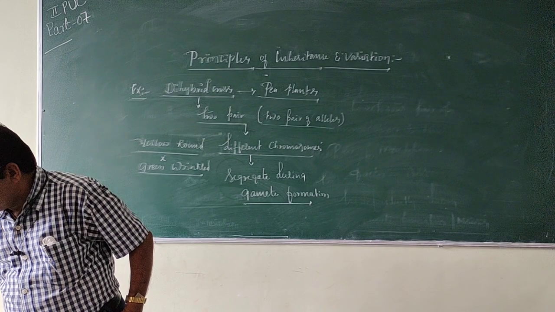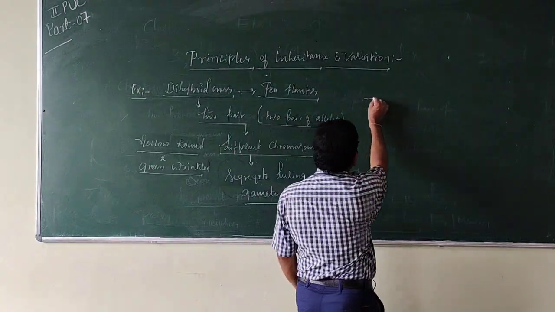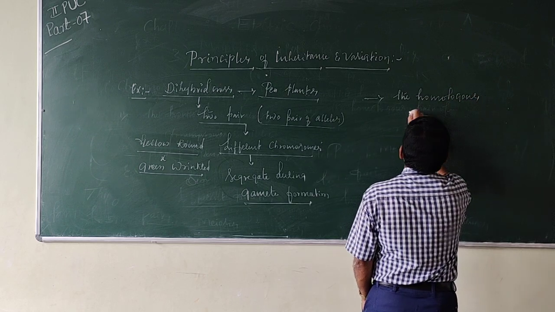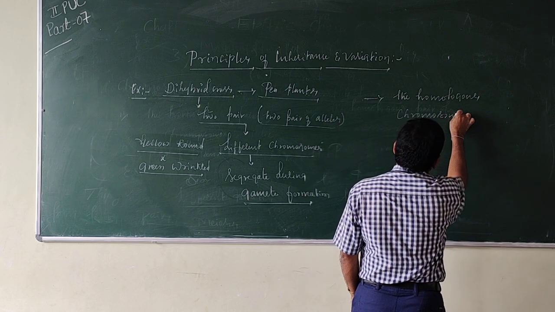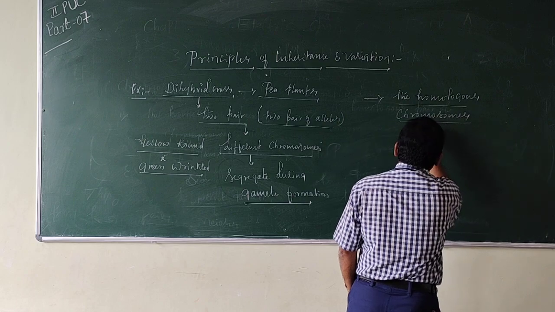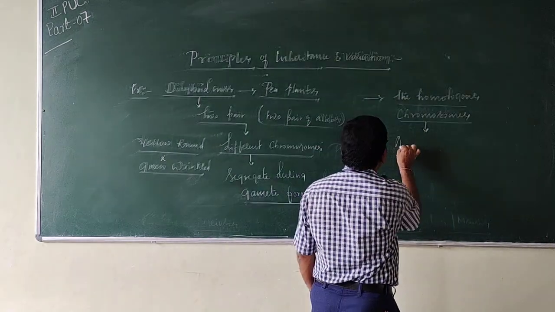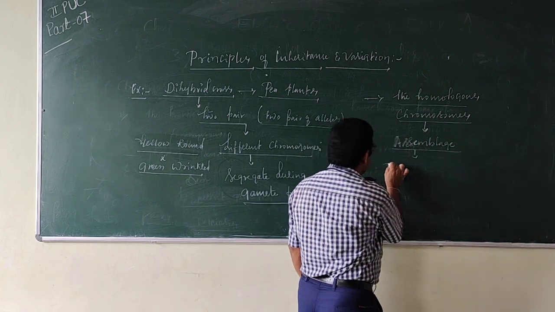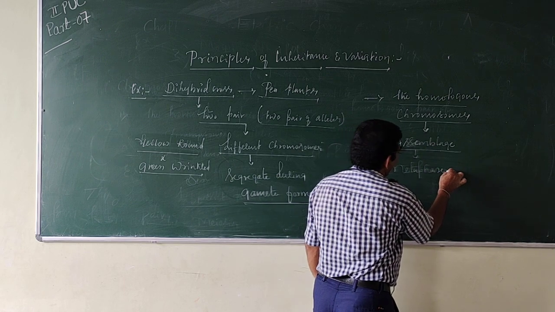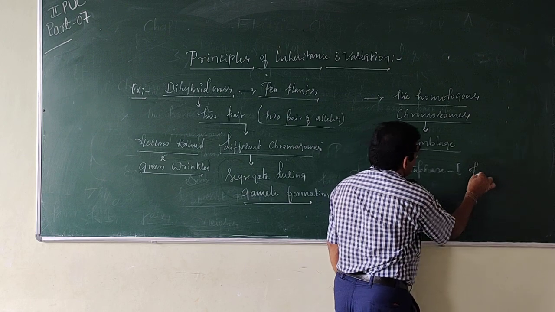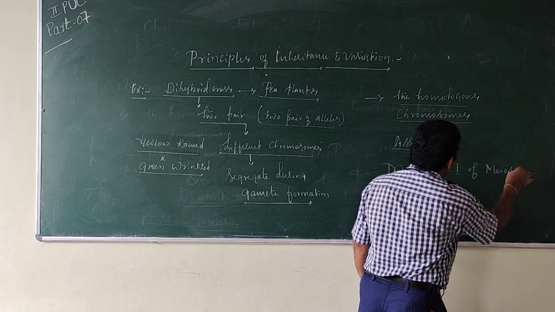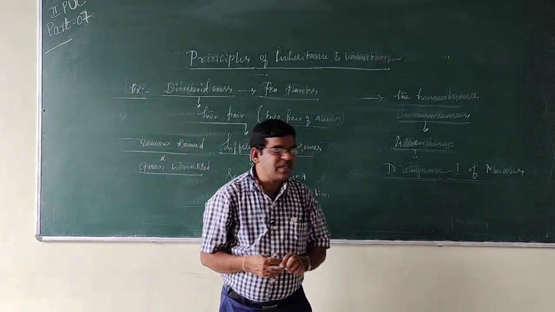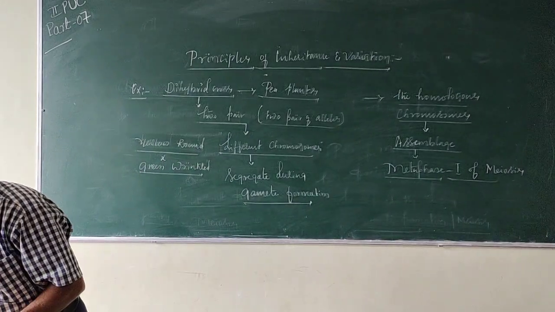Correct? So then, the homologous chromosomes get assembled, or aggregate, during metaphase first of meiosis. So the homologous chromosomes get assembled during metaphase first of meiosis.